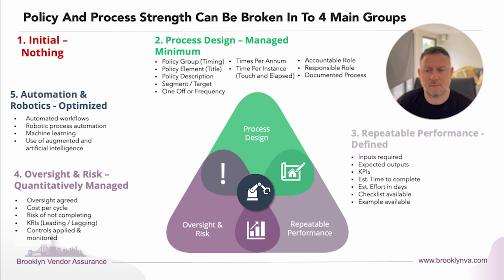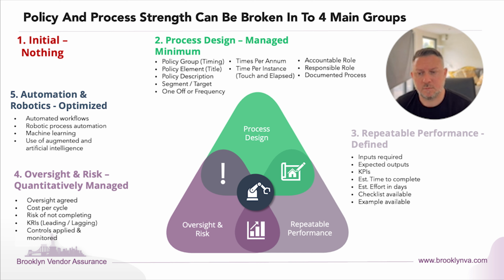Oversight's agreed, I mentioned that before. Do we understand the cost per cycle of oversight? So how much does it cost to run a process? So back to the elapsed time versus touch time. Who are the people involved? Have a concept of a blended rate per hour for those people. And what's the cost per cycle? Meaning that you can then look to improve that over time.